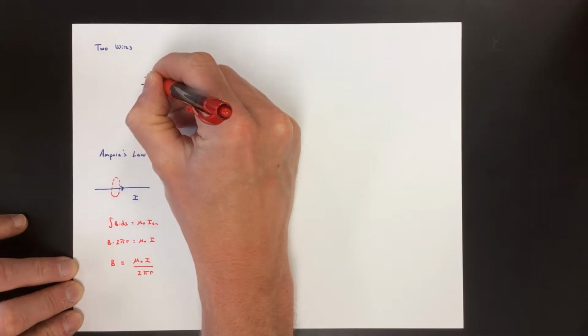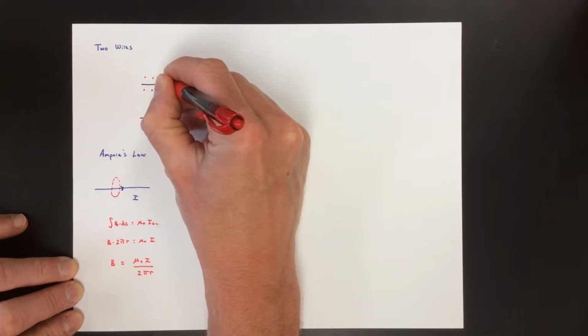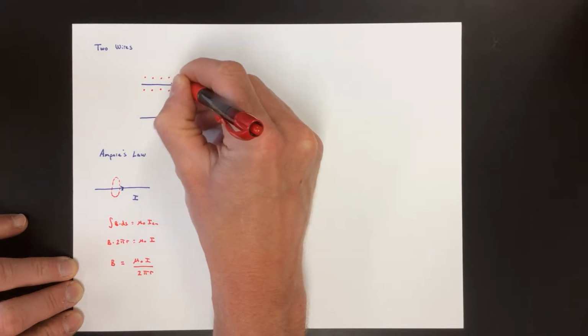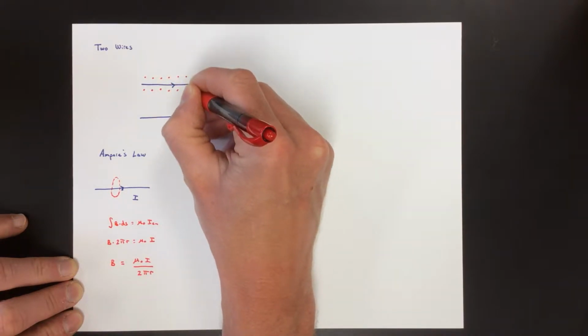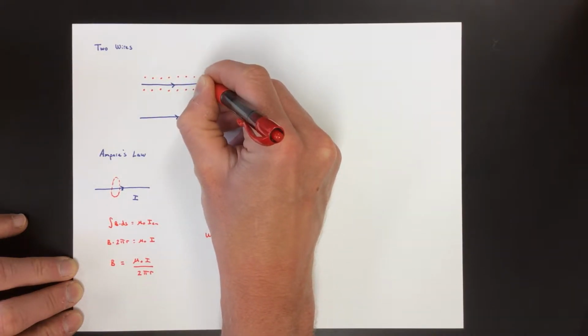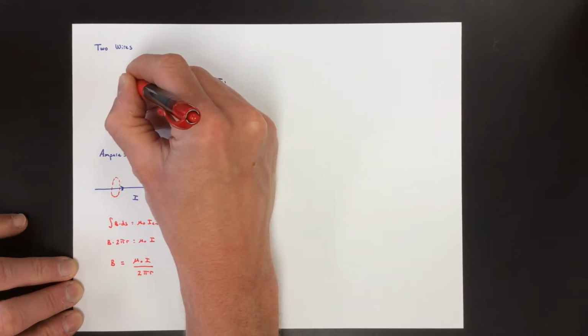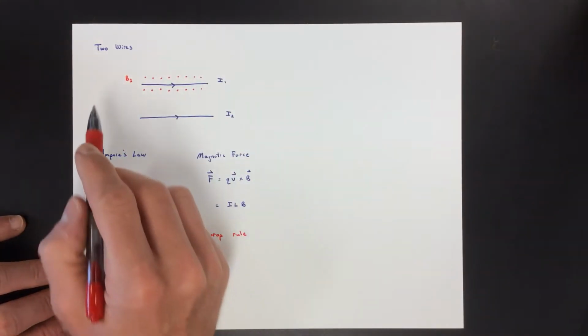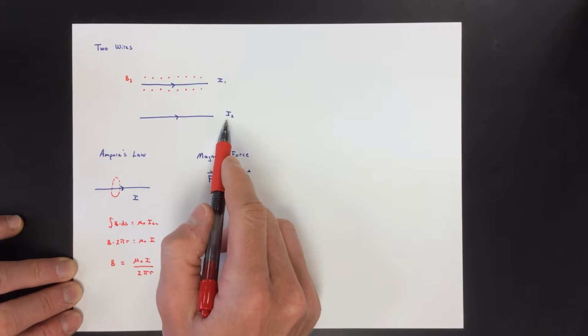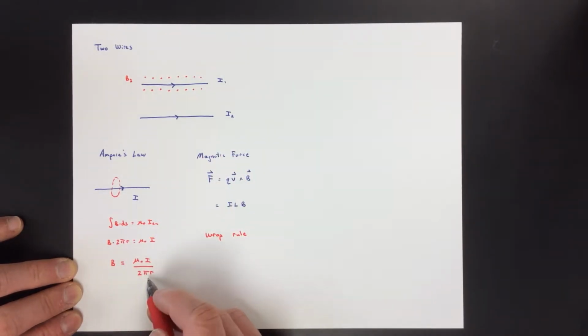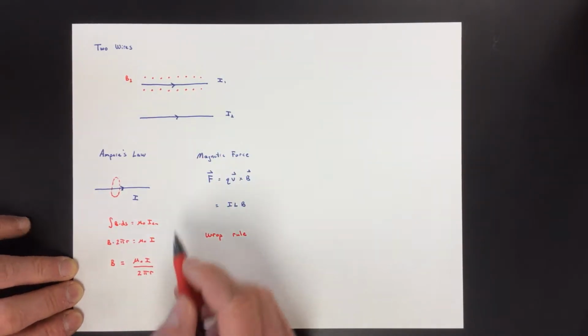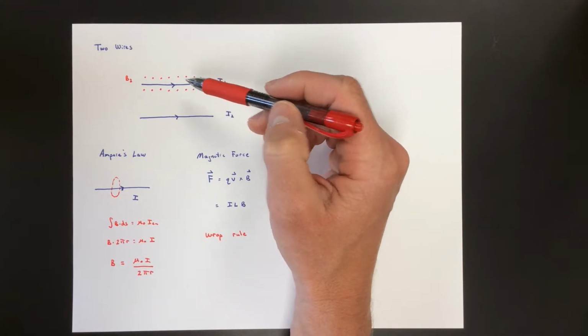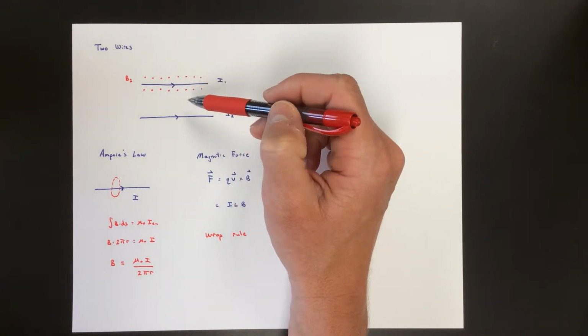So let's put these dots. Let's label those B2. That's the magnetic field created by I2, which has magnitude mu naught I over 2 pi r, and that's coming out of the page based on the wrap rule.